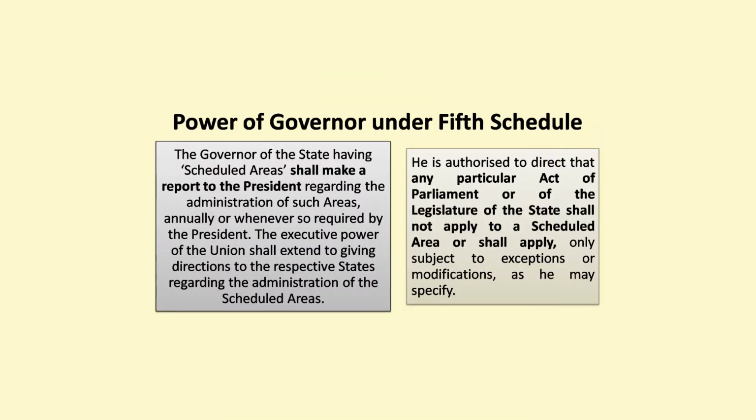Now, what are the powers of the governor under the provisions of the fifth schedule? The governor is required to submit the report to the President regarding the administration of scheduled areas annually or whenever required by the President. The executive power of the Union shall extend to giving such directions to the state government as required for the administration of the scheduled areas. The governor is also authorized to direct that any act of Parliament or the state legislature shall not apply or shall apply to these areas with such modifications or exceptions as required.